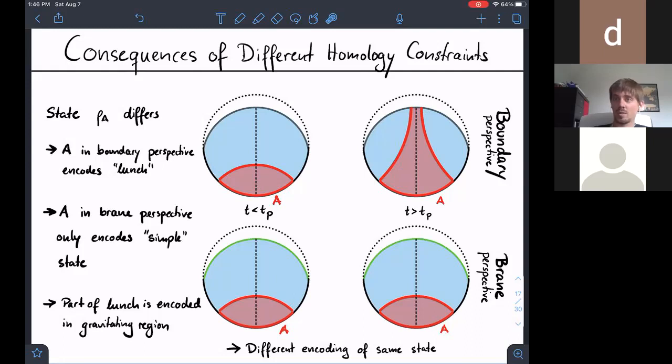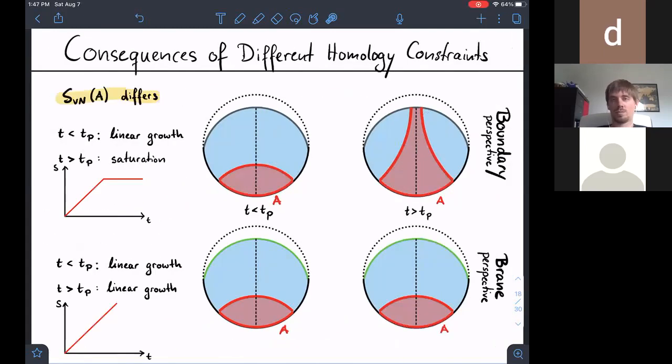And then we can ask, well, what happens with this part of the lunge up here? From the brane perspective, it just gets encoded in this gravitating region up here. So what we see is there's a different encoding of the same bulk state into different boundary degrees of freedom, whether we go to the boundary or the brane perspective. As a consequence of this, the von Neumann entropies are different in both cases.